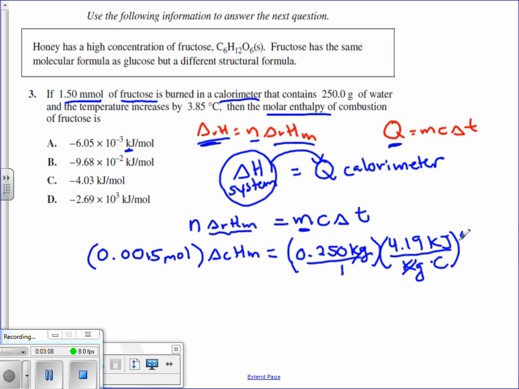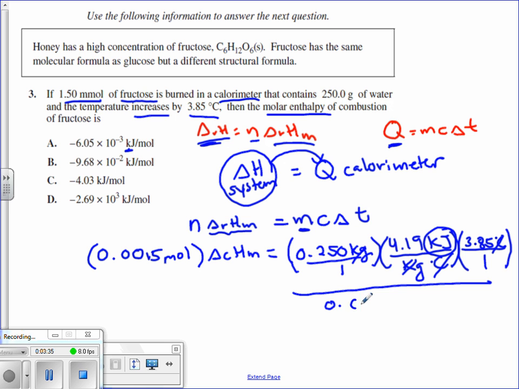Now I just need to cancel out degrees Celsius by multiplying by the temperature change, which it says increases by 3.85. So delta T, change in temperature, is 3.85 degrees Celsius. If I write that over 1, degrees Celsius cancels out and it leaves me with kilojoules. I want my answer to be in kilojoules per mole. So once I simplify this, I'm going to divide it by 0.0015 moles so that I can cancel this out over here and we can isolate the molar enthalpy of combustion.